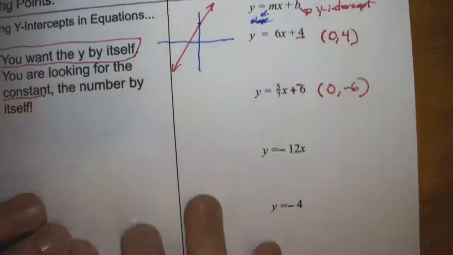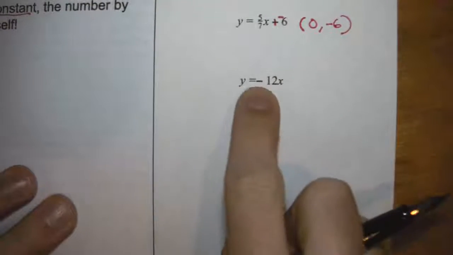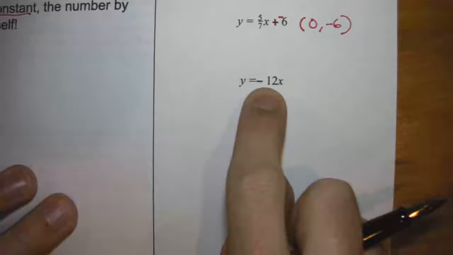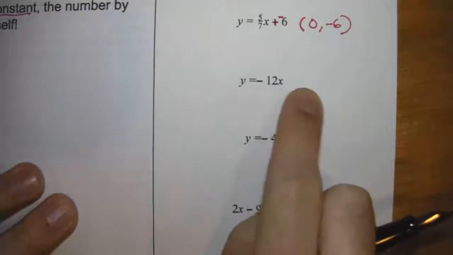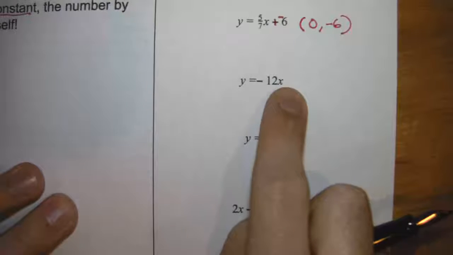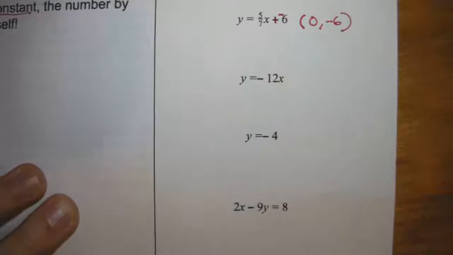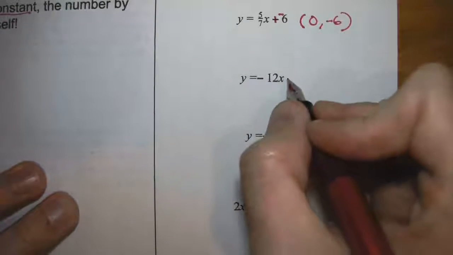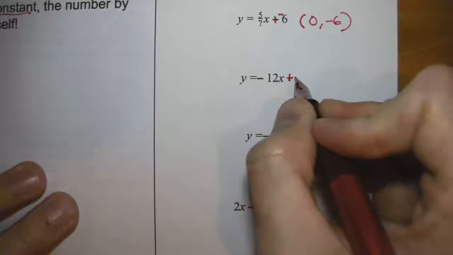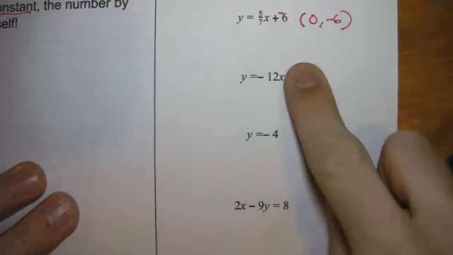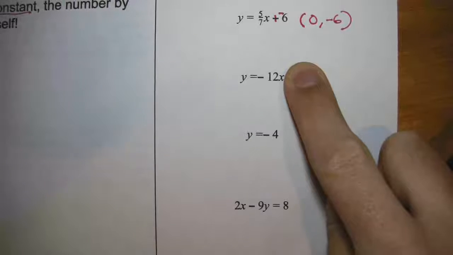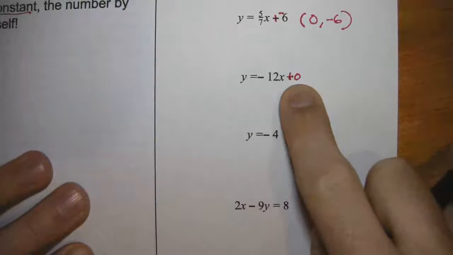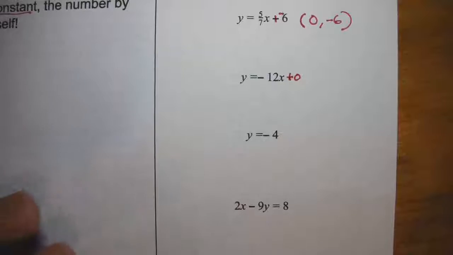All right, let's try another one. So we've got y equals m, and in this case, our slope is negative 12. There's our x, plus b. Notice there's no constant being shown as added on. If we have a case like this where there's nothing added or subtracted, we assume that we're adding 0. Notice originally there was nothing there, just y equals negative 12x plus nothing. Well, we can go ahead and write that plus 0 in to give us an indication of where that y-intercept would be.